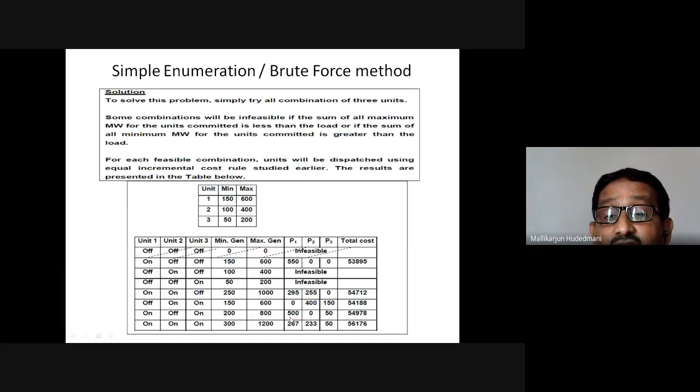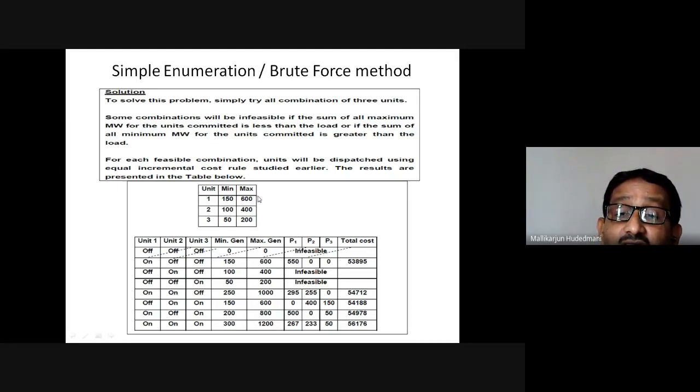So therefore, a simple example will be taken. So what is the value? And the last combination, when 3 units are combined in a simple enumeration method, then all 3 can generate a minimum of 150 plus 100, which is 250. 250 plus 50 is 300 megawatt, the minimum capacity these three together can generate.